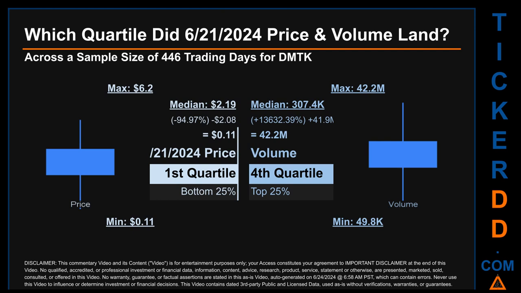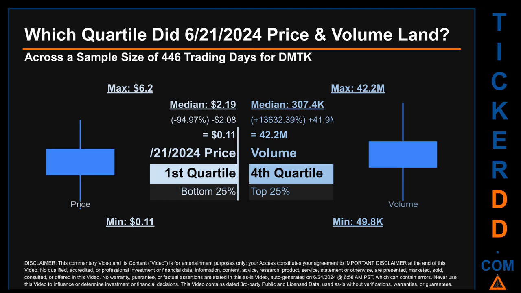The day's volume landed within the fourth quartile, marking it within the top 25% of all sampled daily volume, which saw a max daily volume of 42.2 million and a minimum of 49.8 thousand. Quartiles tell us about the spread of a data set by breaking that data set into quarters, just like how the median breaks the set into half.